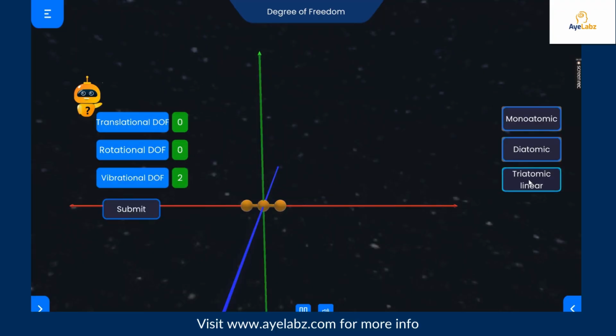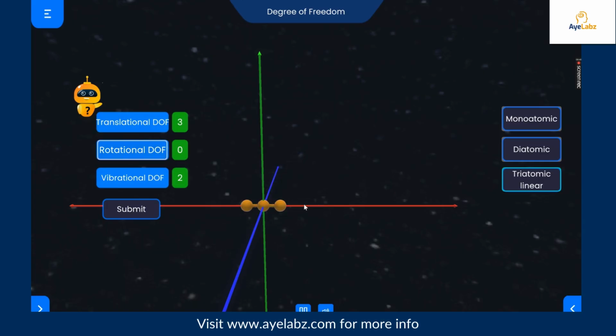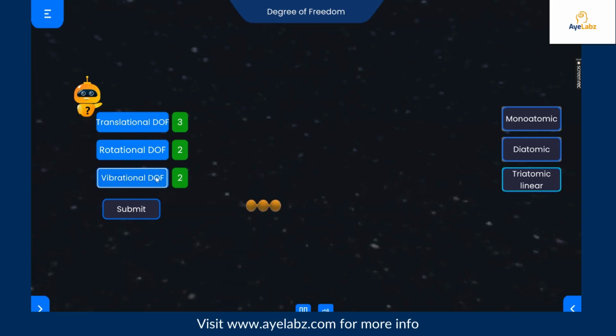Let me show you diatomic linear also very quickly. As usual, we have translational degrees of freedom in all 3 directions. And in case of rotational degrees of freedom, for a linear molecule, we all know that we'll have 2 rotational degrees of freedom. And for vibrational, we are only producing for stretching motion. Other motions will get covered later.